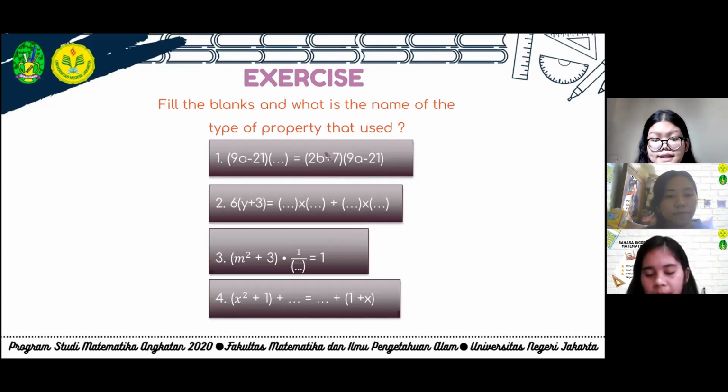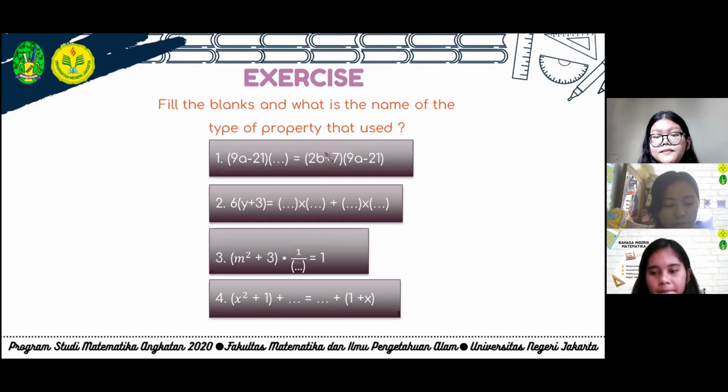Finally, we have listened to the explanation that my friends and I gave you about algebraic properties. Now we have some exercises here. You need to fill in the blanks with the correct answer and tell us what type of property is being used in that equation. If any of you have already found the answer, please unmute your mic and tell us about it. Thank you.